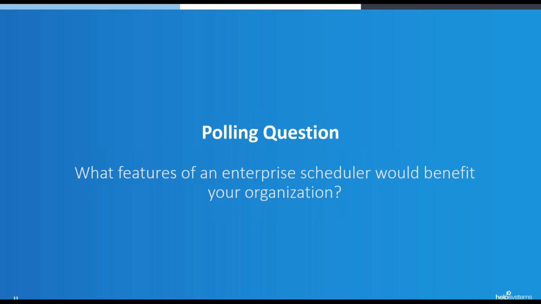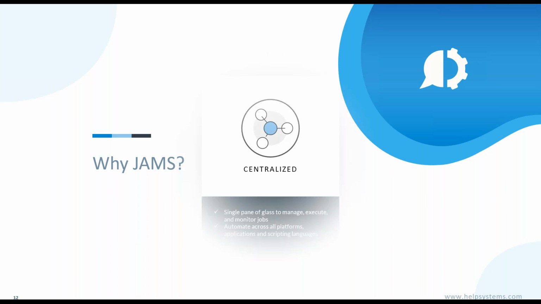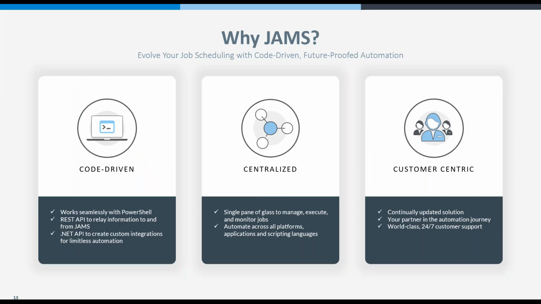Now that you know that you want an enterprise job scheduler and what the benefits are, let's take a closer look at why you want JAMS. Besides having all the features and benefits you require in an enterprise job scheduler, JAMS sets itself above others in a number of ways. JAMS is code-driven, allowing you to seamlessly work with PowerShell, REST APIs, and .NET, as well as any scripted language out there. If you can script it, JAMS can run it.